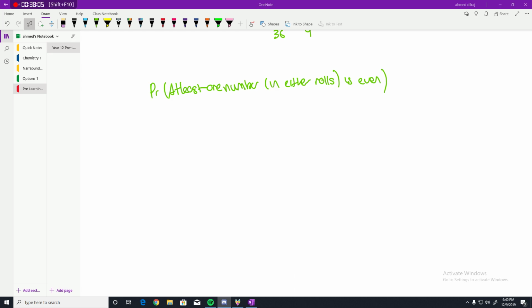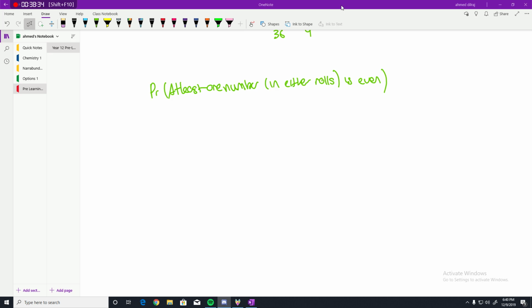Alright, I think everybody's had an attempt. Okay, let's have a look at what actually just happened. The probability that at least one number in either roll is even. Before I start trying to solve this problem, we need to understand something called complementary events. Oh, okay, 27 on 36, 3/4. Alright, cool.